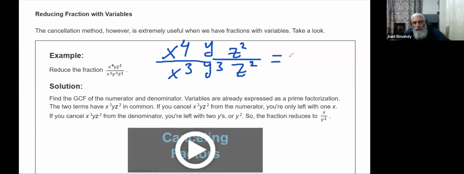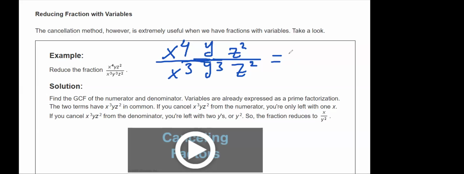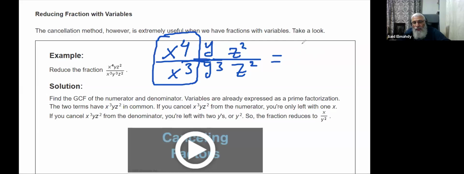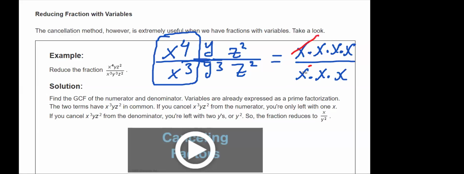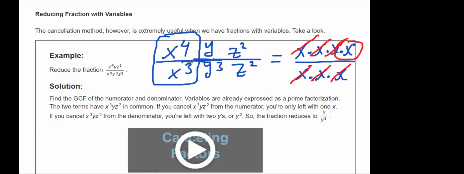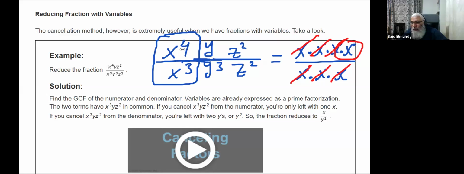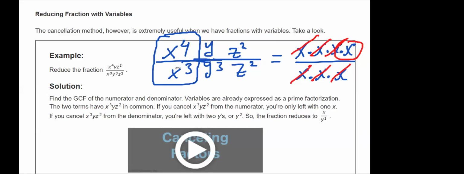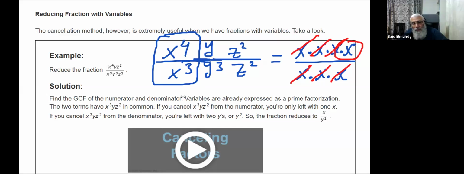x to the power 4 divided by x to the power 3 is what? You can write it like this: x to the power 4 means x times x times x times x, and x to the power 3 is x times x times x. So we can cancel this x with this x, this x with this x, and this x with this x. We are left with one x. So when we simplify, we subtract powers. 4 minus 3 is 1, so the solution is just x.